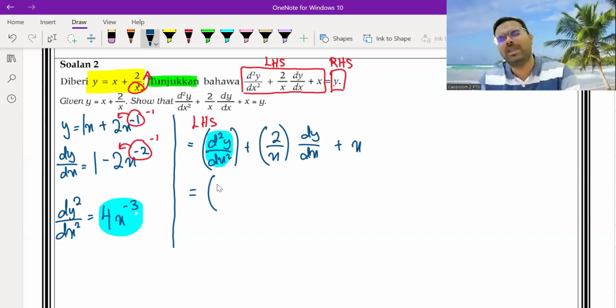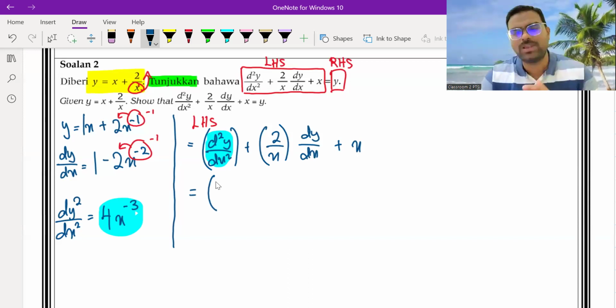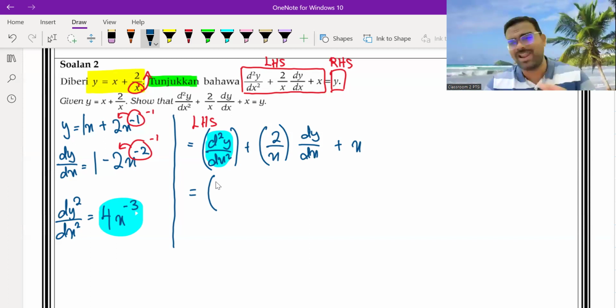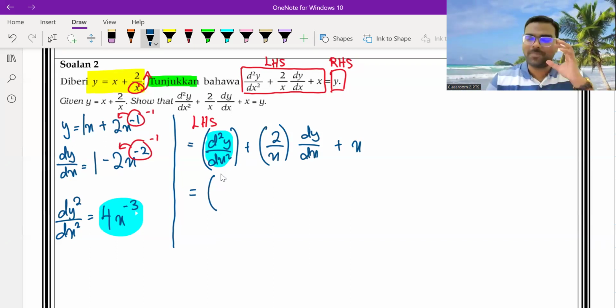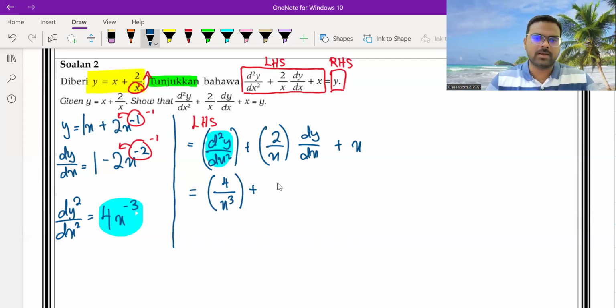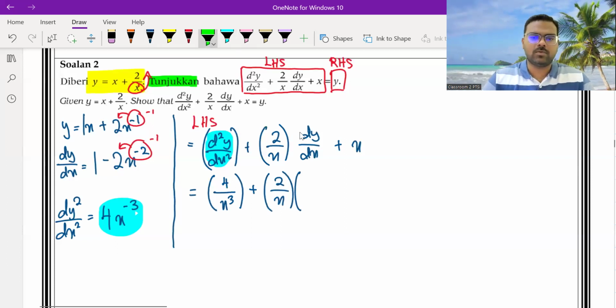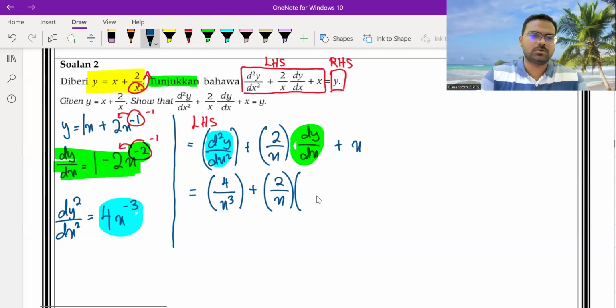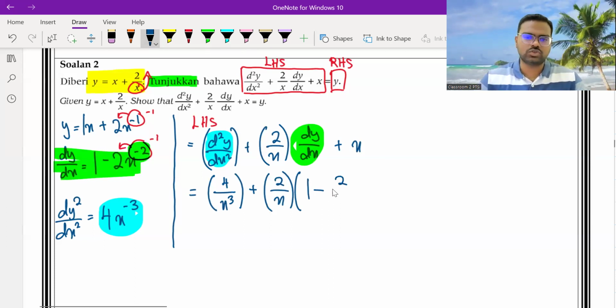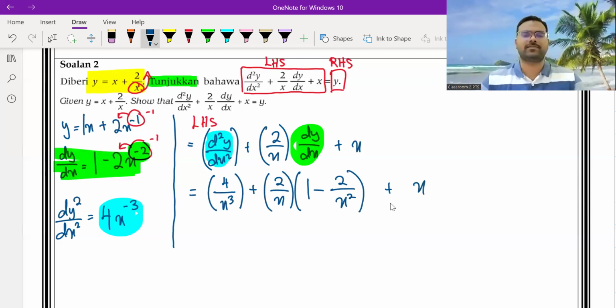Tapi better kita guna dalam bentuk pecahan, not negative. Okay, bukan tak boleh, negative tu memang boleh buat. We can do in negative, but psychologically student don't like to see negative, right? Nampak je negative, dia panic. So we better convert to fraction. So 4 over x power 3, close bracket, plus 2 over x. Okay, next is dy dx, which is this part over here. So I'm going to write 1 minus 2 over x squared plus x.